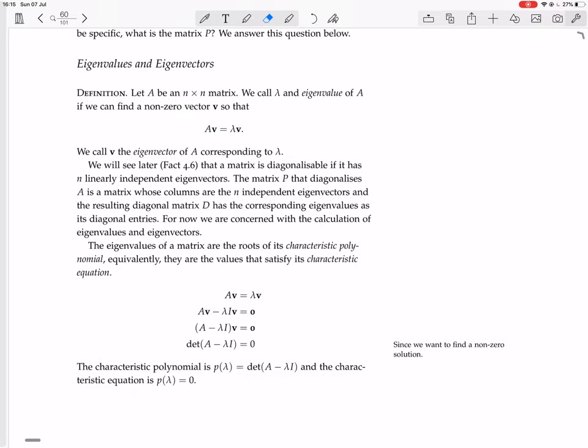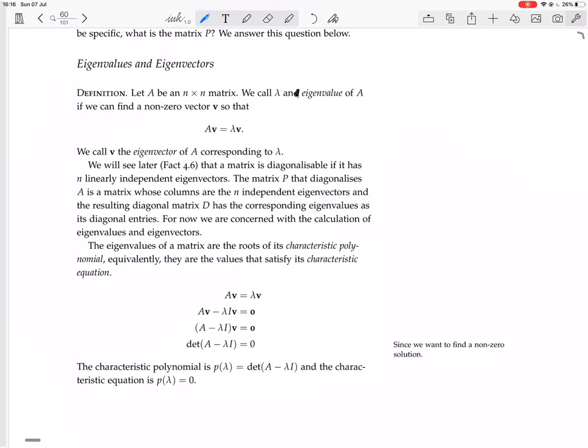Okay. Let A be an n by n matrix. So a square matrix. We call lambda an eigenvalue of A if we can find a non-zero vector v, so that A times v equals lambda times v. We call v the eigenvector of A corresponding to lambda. So eigenvectors are non-zero vectors that when you multiply them by the matrix, you just get a scalar multiple of the vector, and that scalar is then called the eigenvalue for the eigenvector.